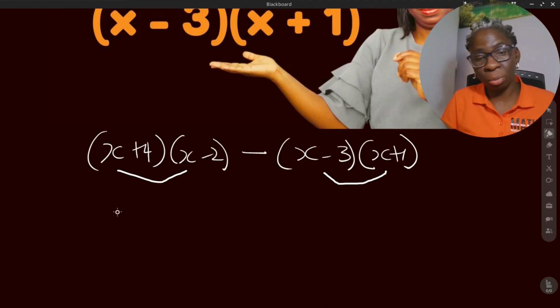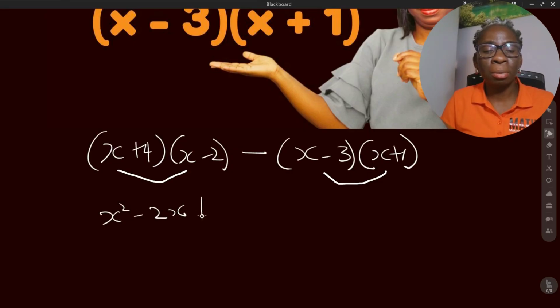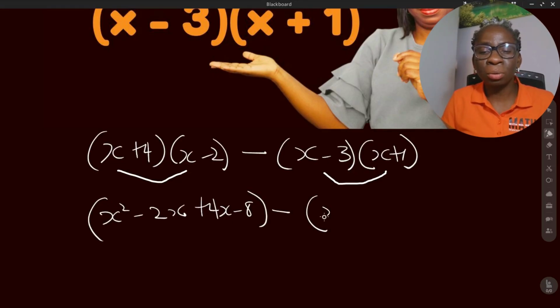So now let's multiply. Here, this will give x squared minus 2x, then plus 4x and minus 8. And then we have minus x squared, then plus x, minus 3x, then minus 3.